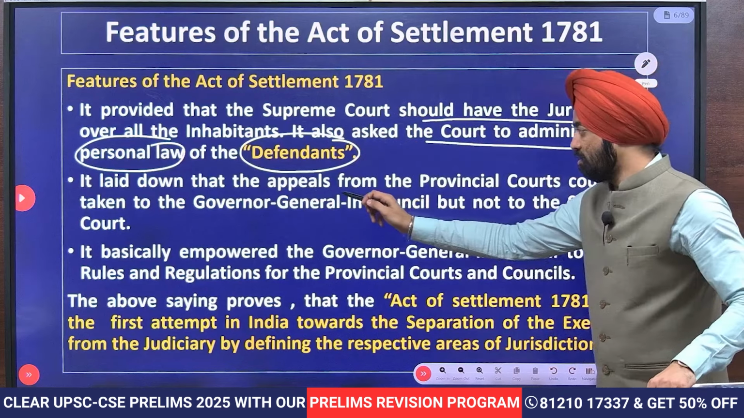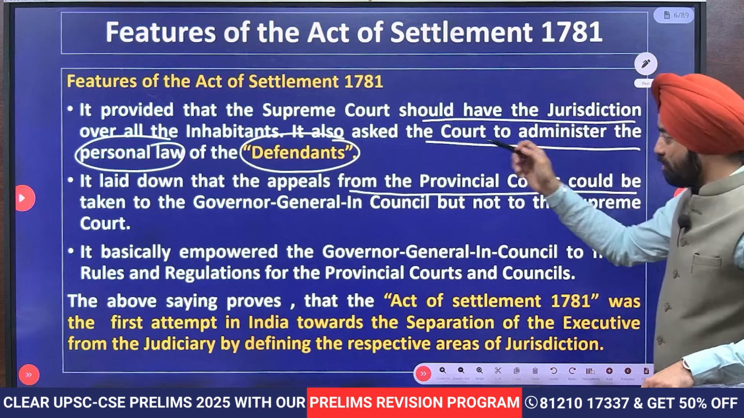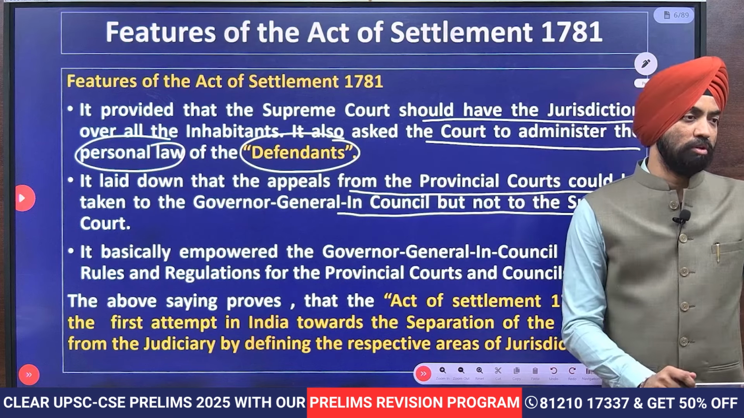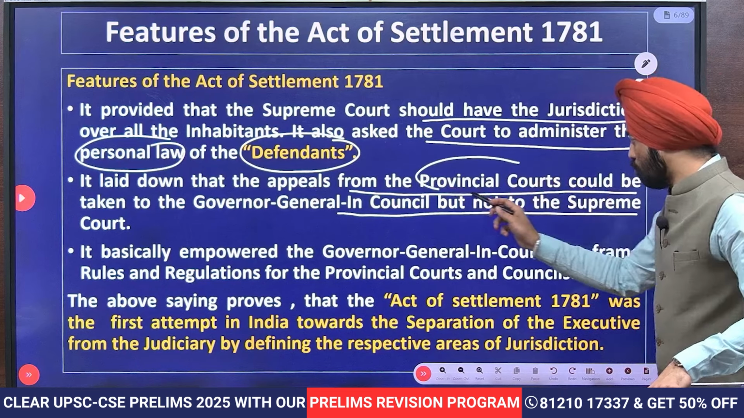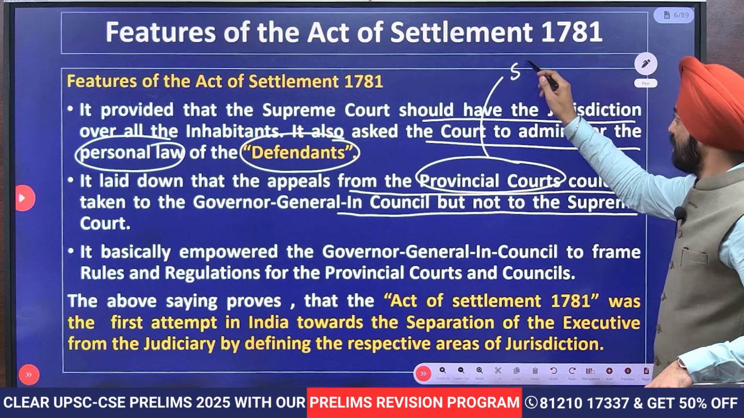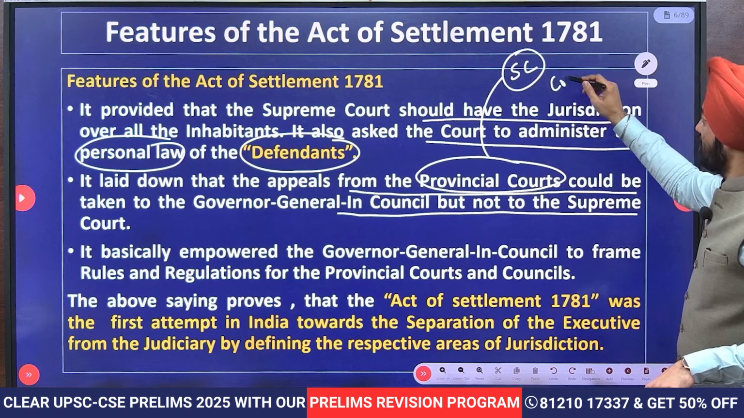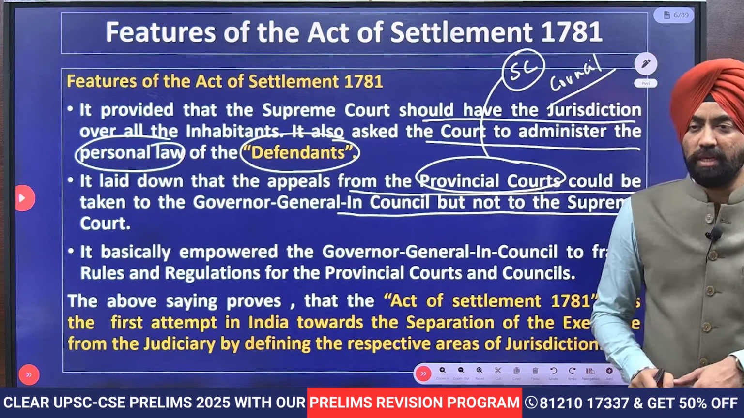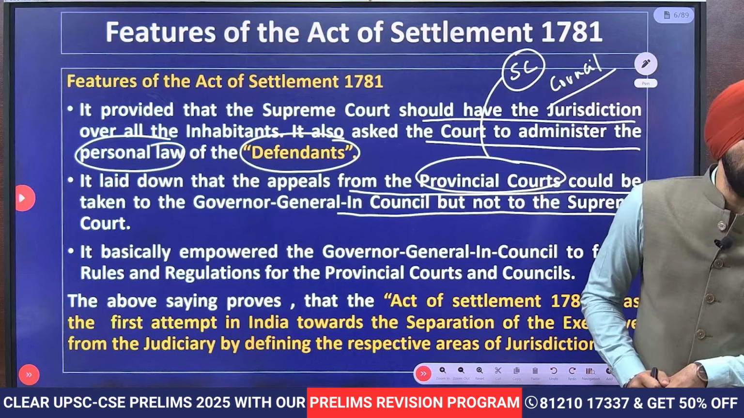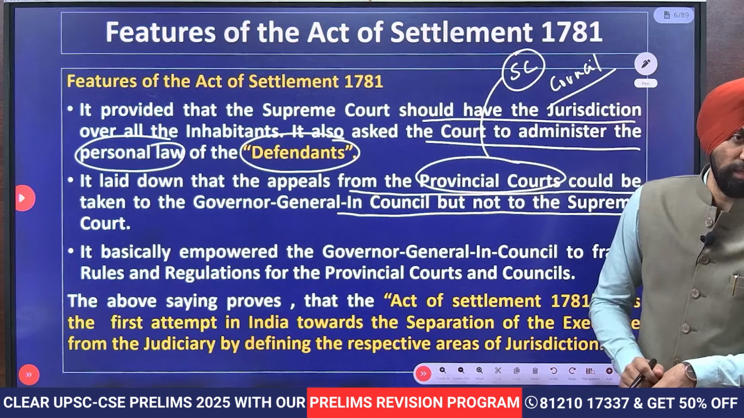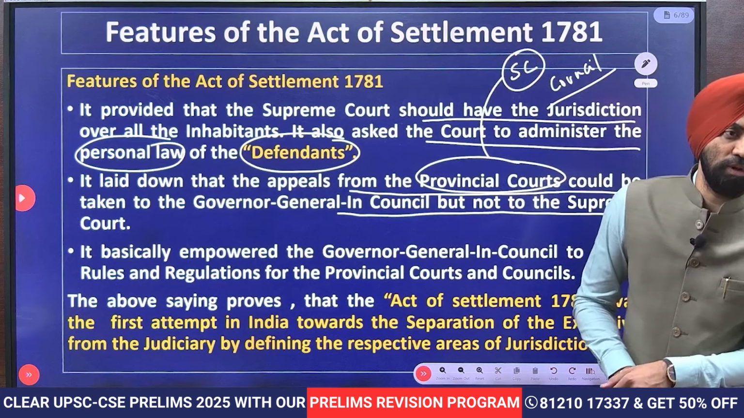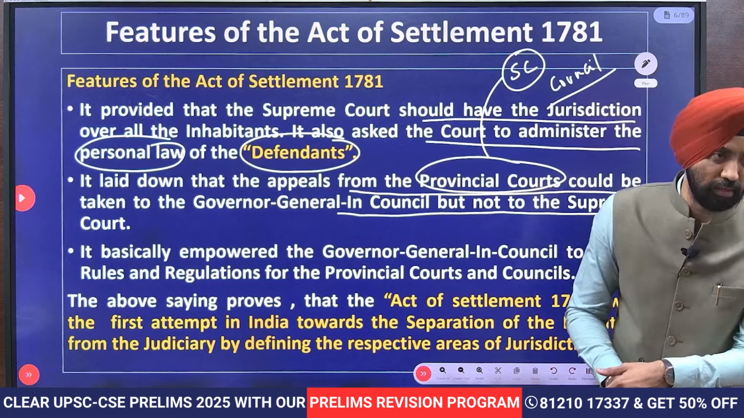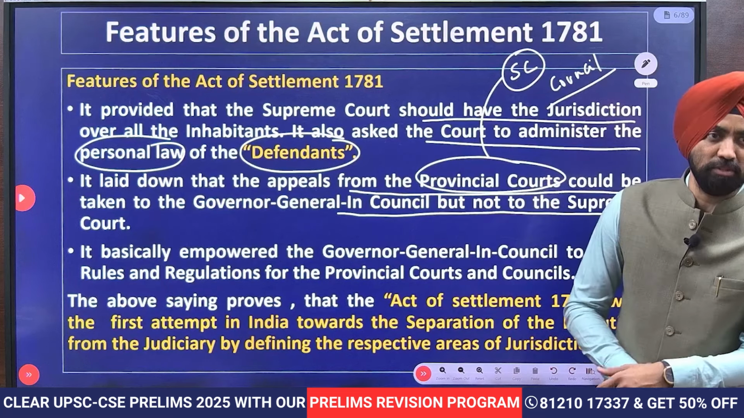It laid down that appeals from the provincial courts could be taken to the Governor General in Council but not to the Supreme Court. So what has happened? The provincial courts' appeals would not lie in the Supreme Court but would lie in the Supreme Council. So where do the appeals of the High Court lie today? Obviously to the Supreme Court, right? There are conditions when you can go for an appeal to the Supreme Court. Not that you can go in appeal to the Supreme Court as a matter of right. I hope you are aware. We'll talk about it when we come to the Supreme Court chapter.